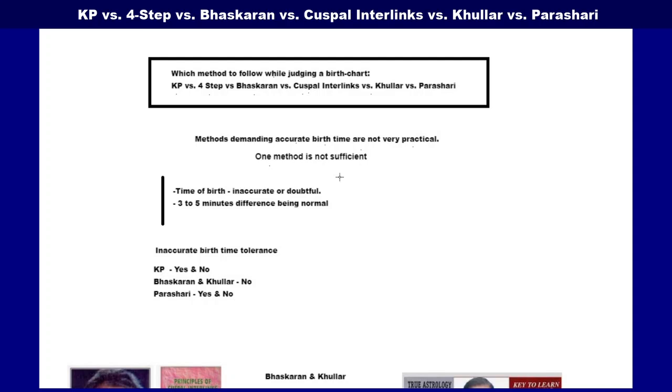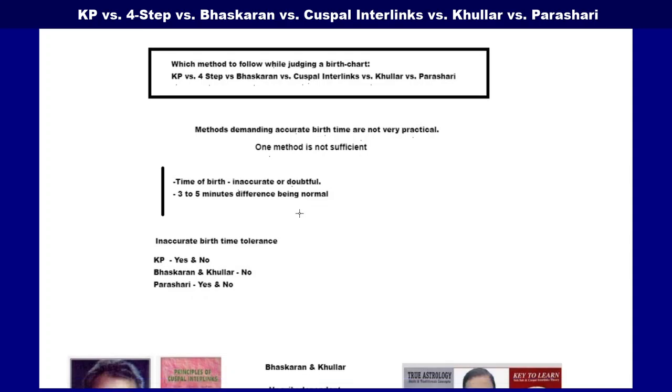In many charts, the time of birth is inaccurate or doubtful, and a 3 to 5 minutes difference is very normal. And apart from that, the whole concept of what is the time of birth in astrology is itself a different issue. Therefore, personally, I just focus on methods where very accurate birth time is not required.